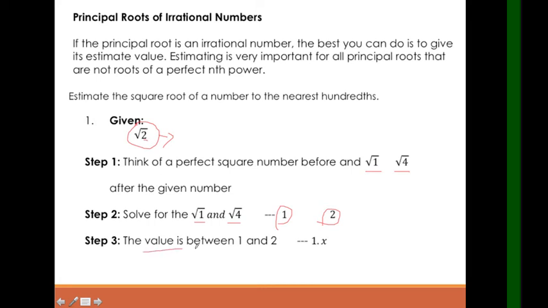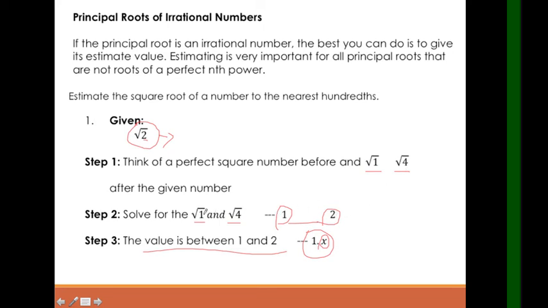The value between 1 and 2, since meron tayong dalawang numbers, is 1.x. Hindi natin alam kung ano yung x na yon. So, yun yung hahanapin natin. Okay? So, una, the numbers between the square root of 2 is positive 1 and positive 2. Kasi, square root of 2 is between square root of 1 and square root of 4. So, ito yung mga answer nila.